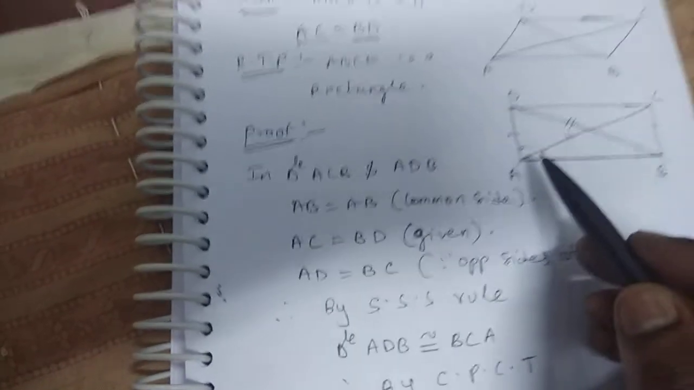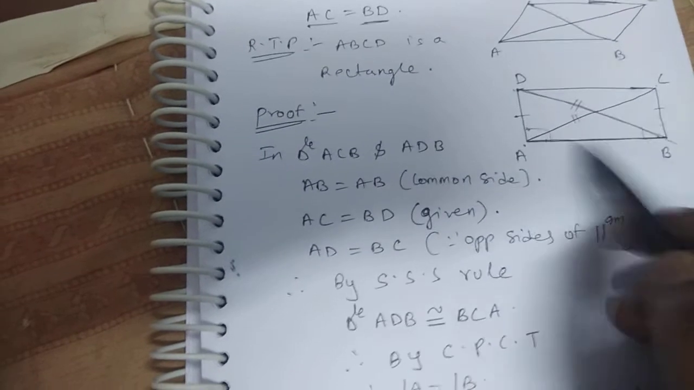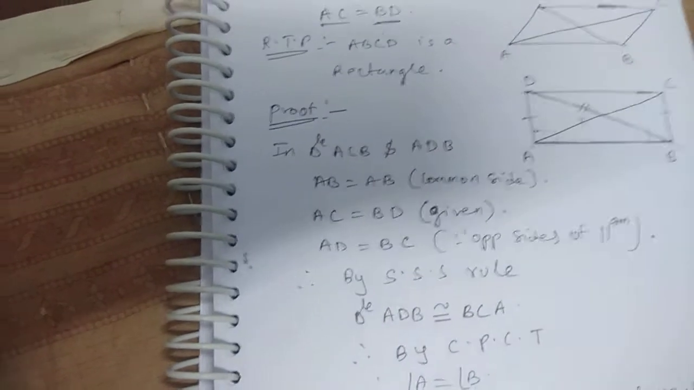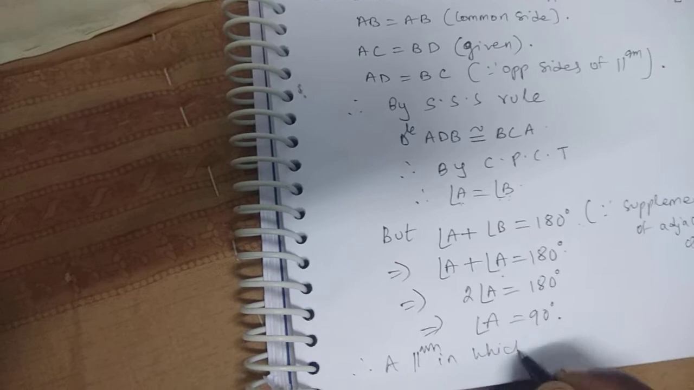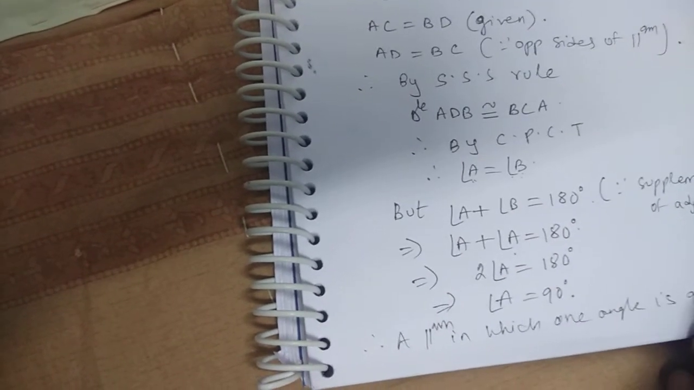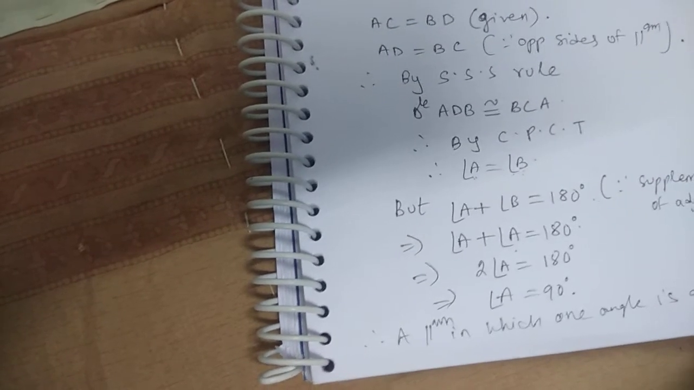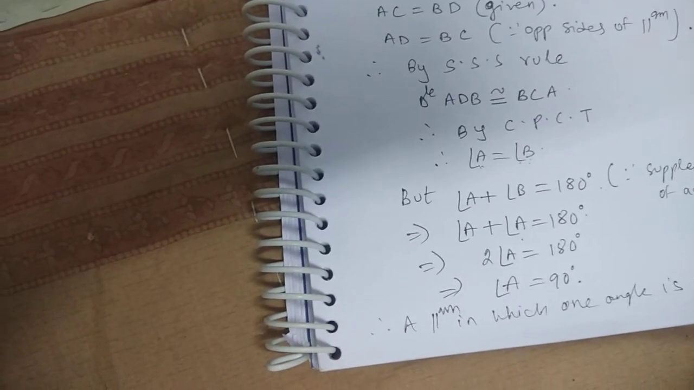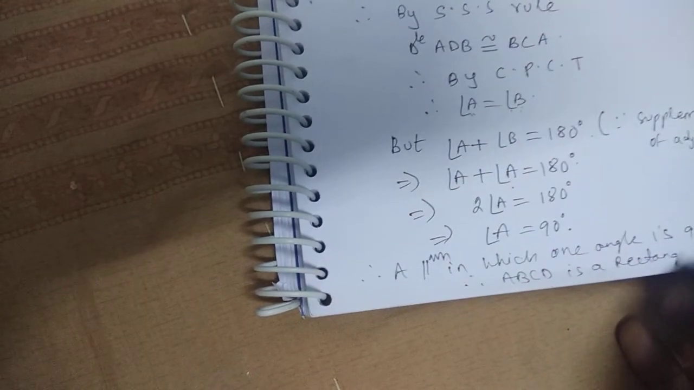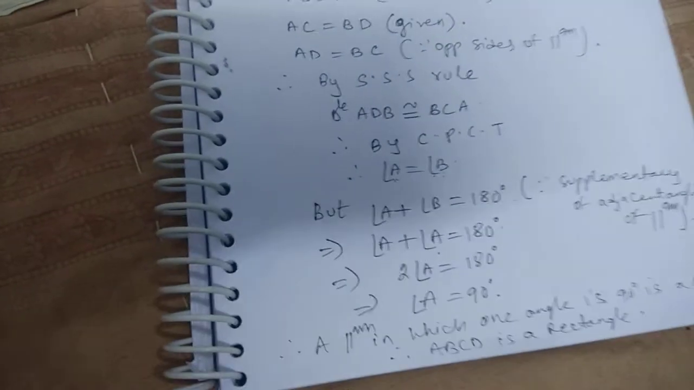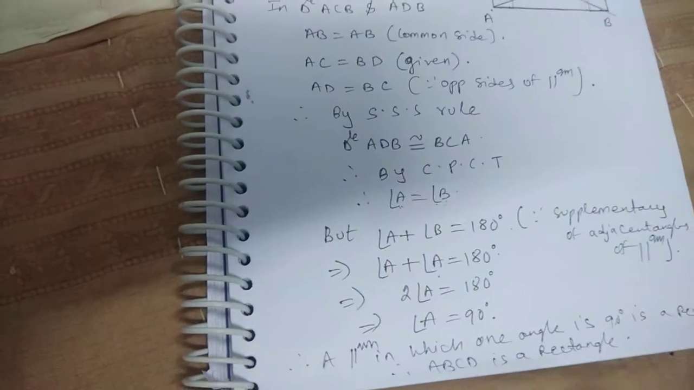Now we already proved that a parallelogram in which one angle is 90 degrees is a rectangle. Therefore ABCD is a rectangle. Hence proved. ABCD is a rectangle. That is the second proof.